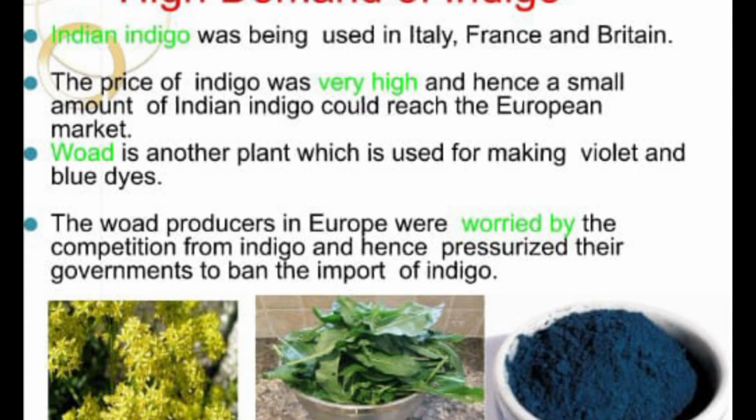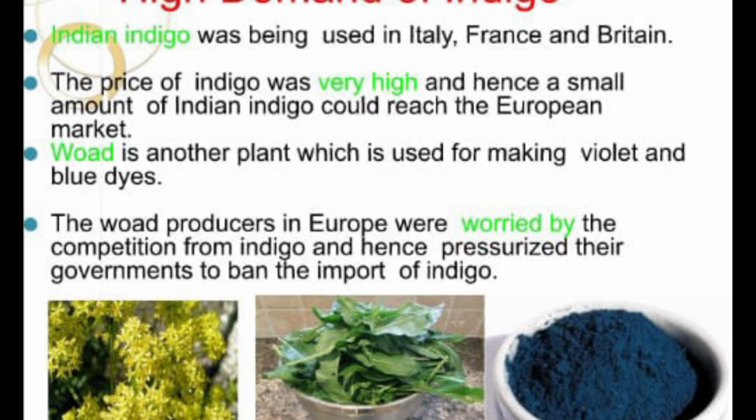The other competitor of indigo was woad. Woad is another plant which is used for making violet and other blue dyes, a close color combination to blue. The woad producers in Europe were worried by the competition from indigo.